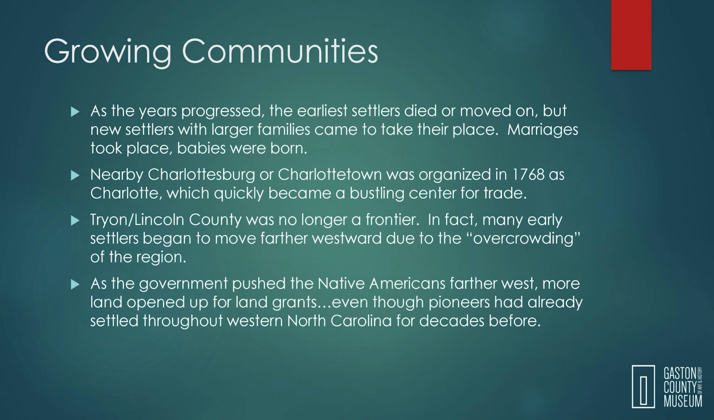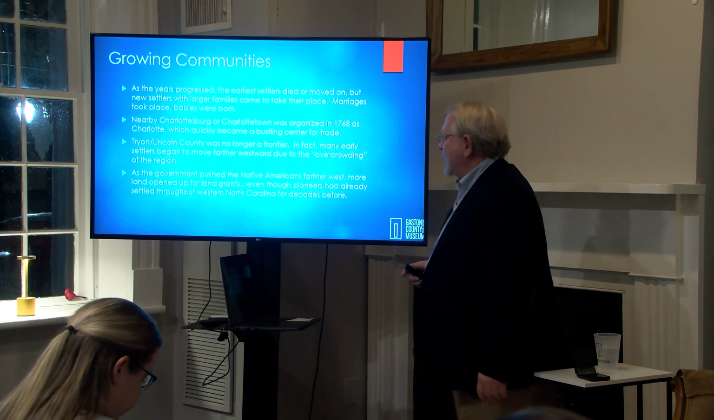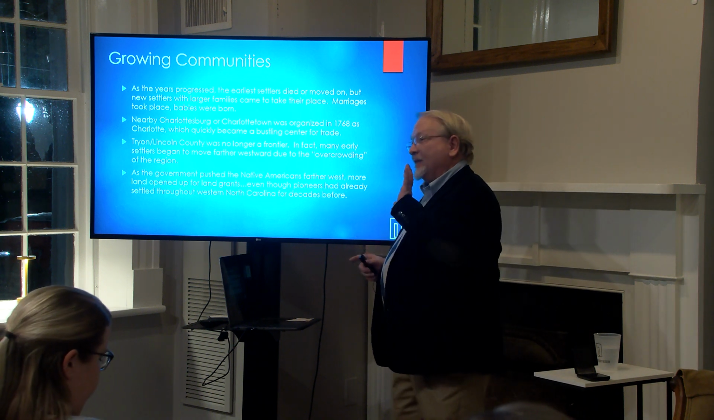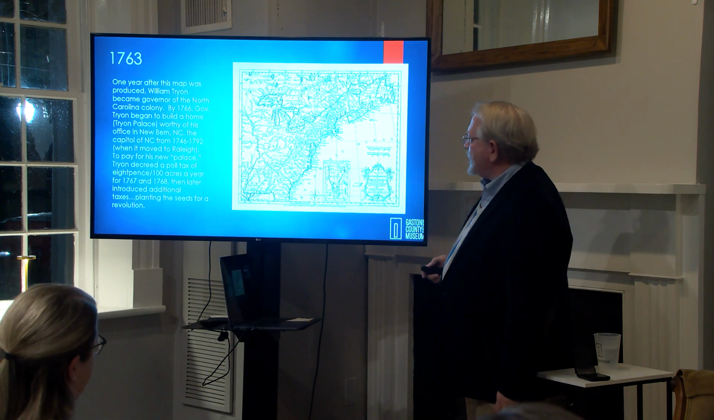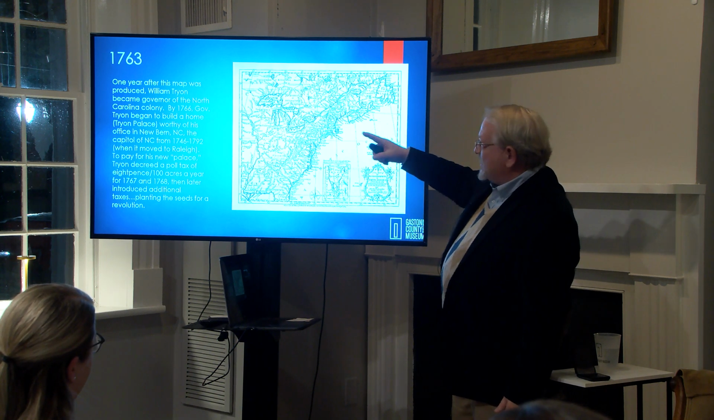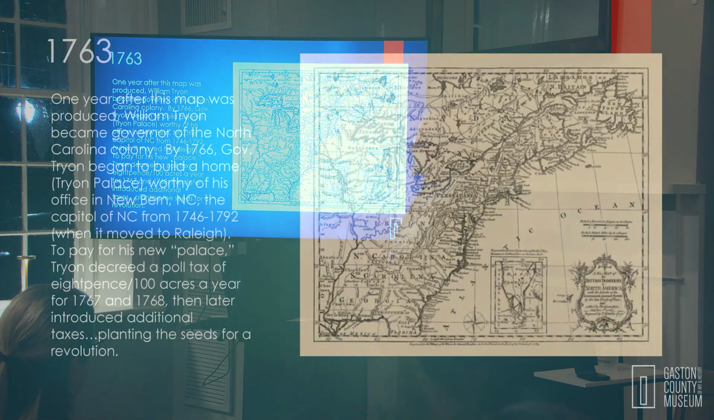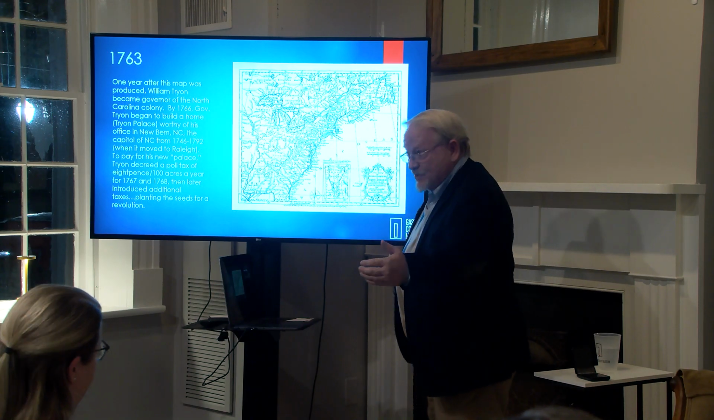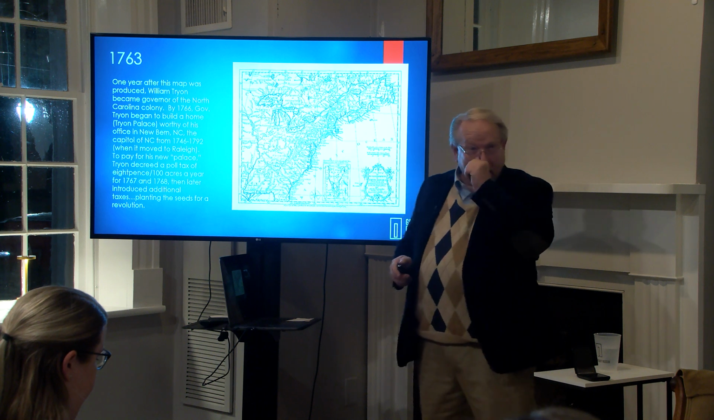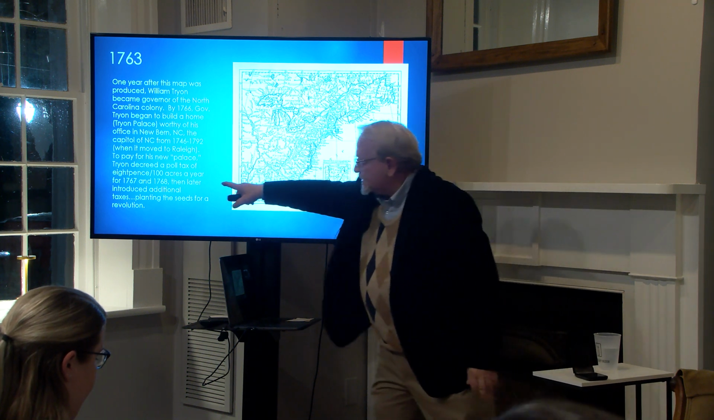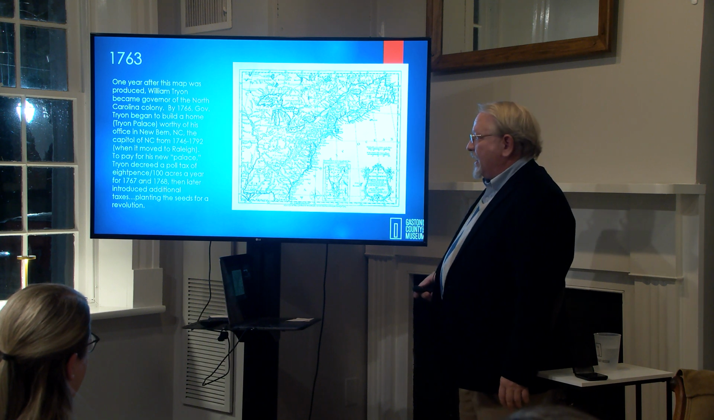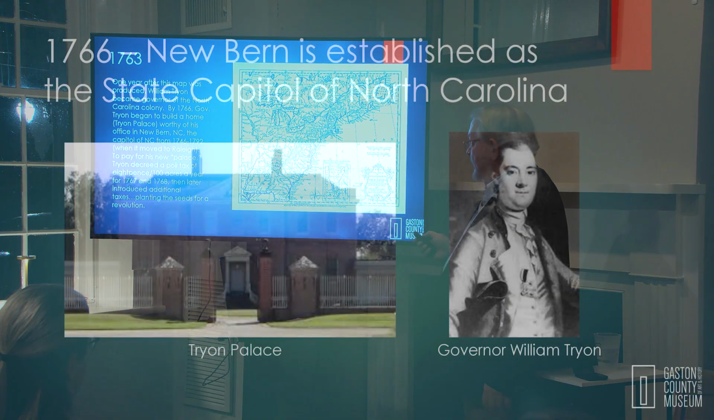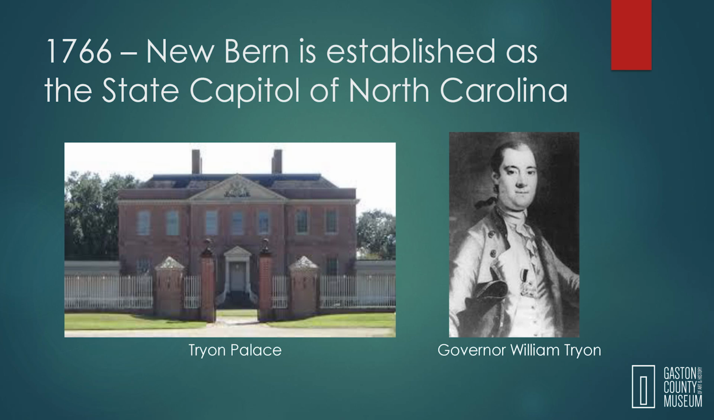In fact, people were starting to move out because Gaston County was too crowded. And once again, they were pushing the Native Americans even farther. So this is what we started to look at. One year after this map was made, that's when William Tryon became the governor. And in addition to the normal taxes, he wanted to build a mansion worthy of his name. So he initiated an additional tax for two years, 1767 and 1768. And people didn't take too kindly to that. There he is. And there's Tryon Palace.